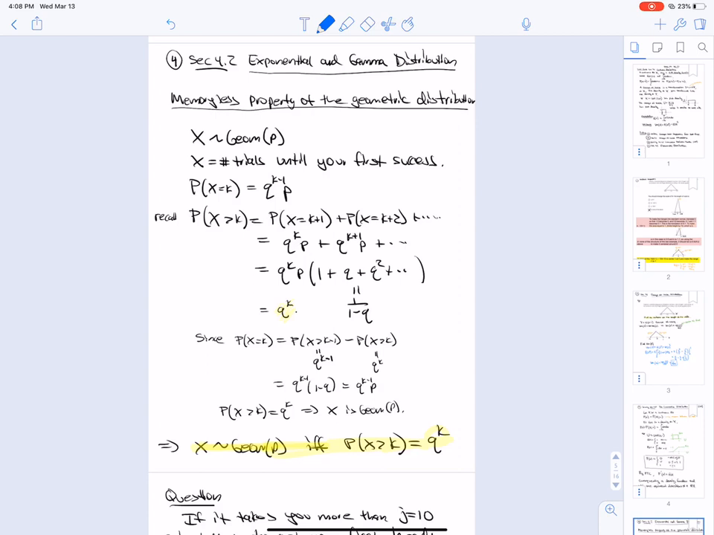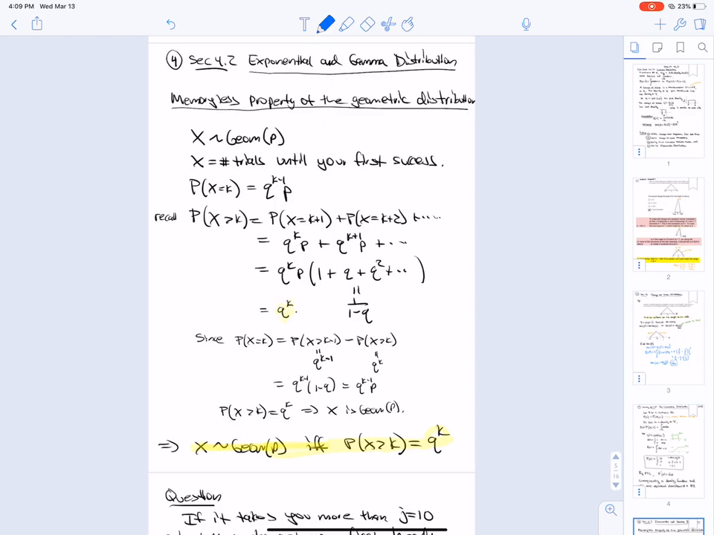So if x is geometric p, x is the number of trials until you first succeed. So we have the geometric formula, and you can easily see that the probability that x is greater than k is q to the k. So if x is geometric, then probability that x is greater than k is q to the k. Conversely, suppose you don't know that x is geometric, but you're told that the probability that x is greater than k is q to the k.